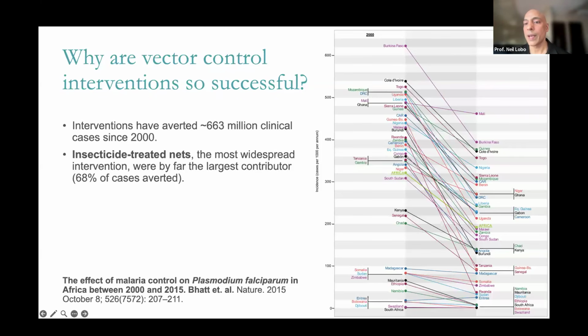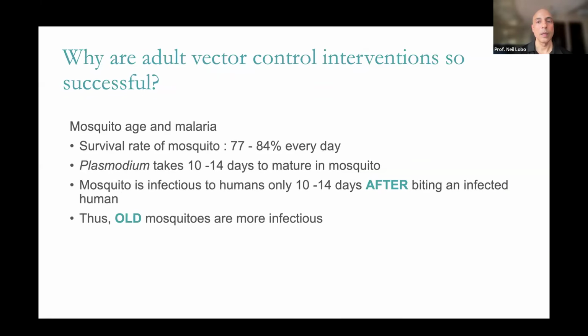In the figure, you can see a country on the left in 2000, and on the right, the same country, with a line joining to show the reduction in cases. For example, right on top, you see Burkina Faso, the number of cases in 2000, and how it has dropped by 2015. Vector control, or bed nets, are the primary cause of this, which is actually kind of phenomenal. So this brings the question: why are these adult vector control interventions so successful?